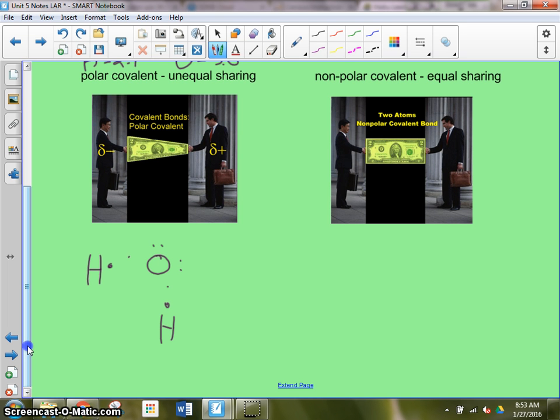Oxygen has 6 valence electrons, and each hydrogen is going to have 1. So what's going to happen is oxygen needs 2 more to be stable and reach the octet rule. Hydrogen, having only room for 2, fulfills the duet rule. So they are each going to share a pair of electrons between them. I'm going to represent that with a straight line.